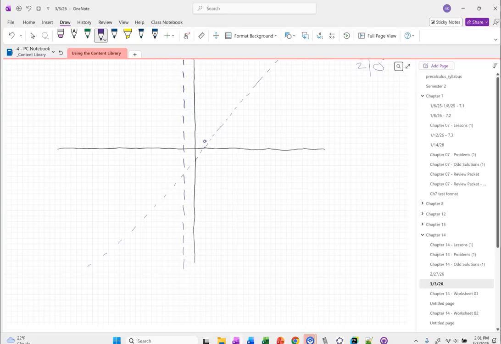Wait, where did you get the 1.25? 5/4 was the y coordinate for my removable discontinuity. I just converted that into a decimal to make it easier to plot. Right? Where's 5/4? I don't know. Where's 1.25? Okay.